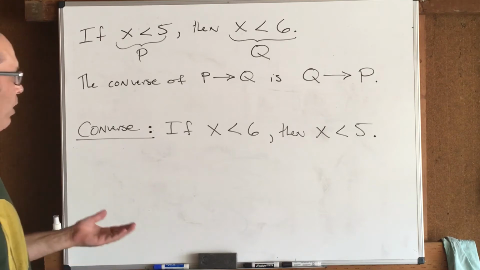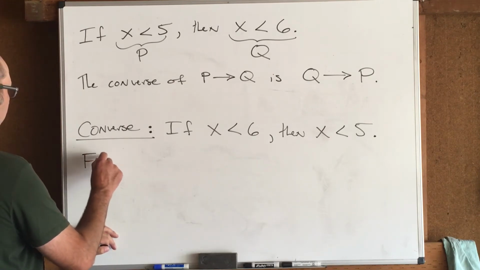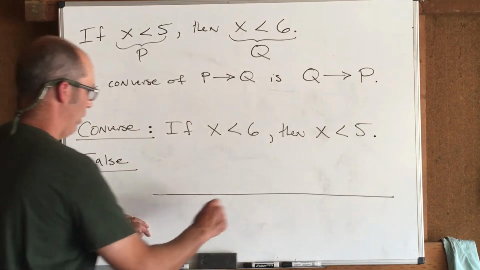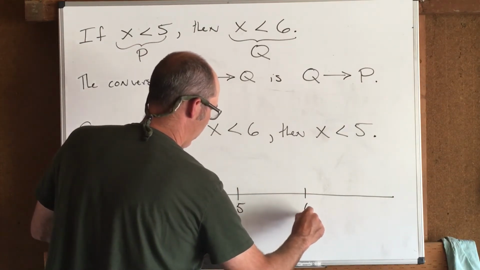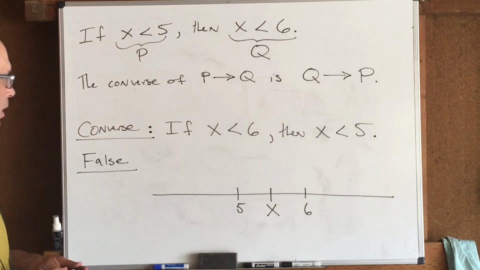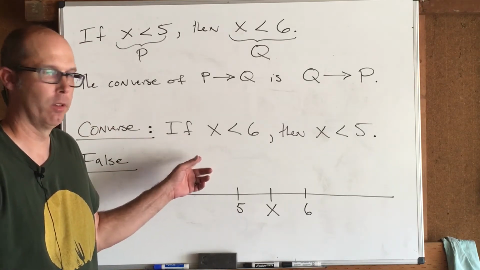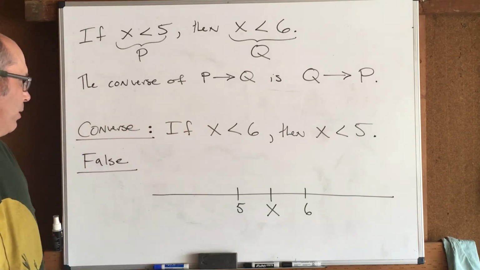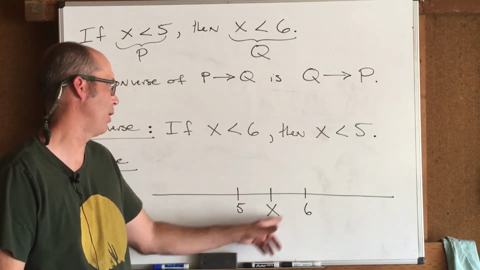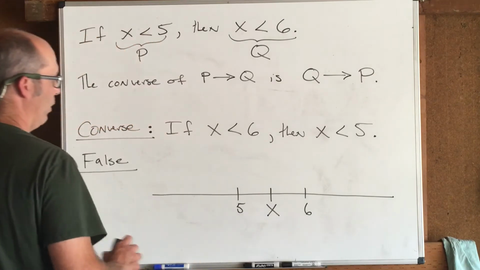All right, so now you might say, well, is the converse true? Okay, and the converse is not. It is false, right? So this is false. Now why? You can draw a number line again. So you could have x here. It could be that x is there, right? So this is not true for all x's. Here we have a counterexample. Here x is less than 6, but it's not true that x is less than 5. So this is a false statement.